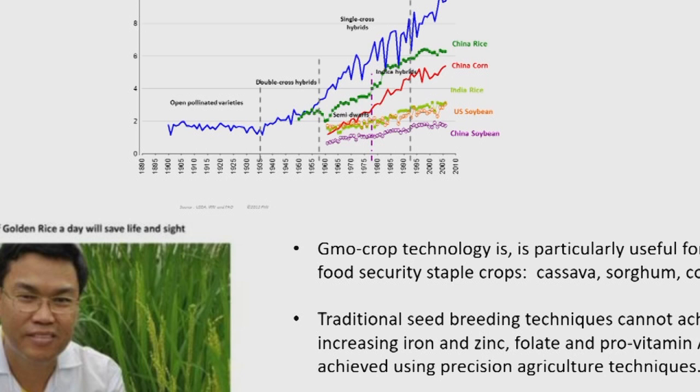And traditional seed breeding techniques, to emphasize what Howdy was saying, have not been able to achieve success with increasing iron and zinc, or folate, or provitamin A in rice, for example. But all have been achieved using precision agriculture, using GMO techniques. And the preventable human misery and death is a legacy of Greenpeace's anti-GMO activities, which I believe have cynically used the Cartagena Protocol, in which they were involved in the creation of it, by the way, and have boasted about how they achieved all their objectives in getting it, and that's the result. Thank you.